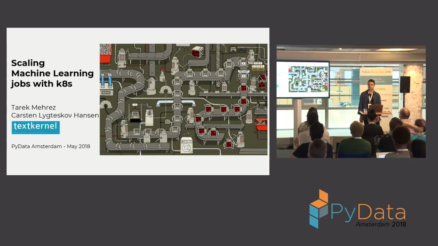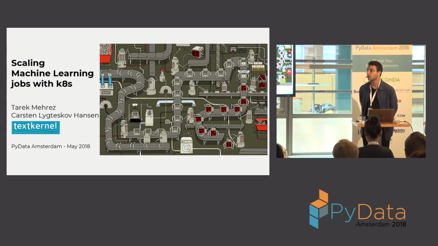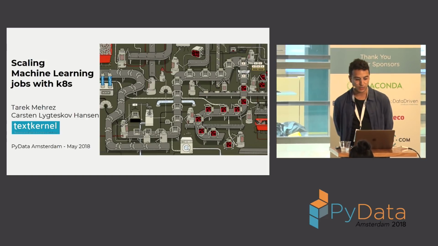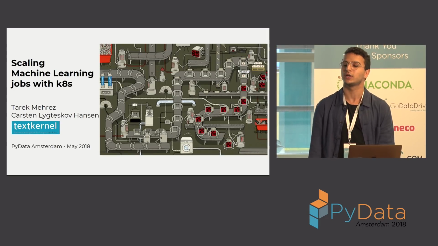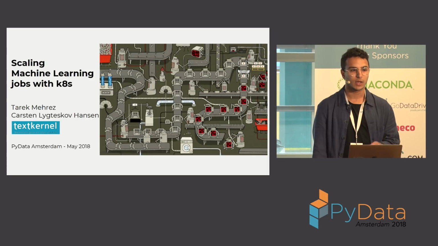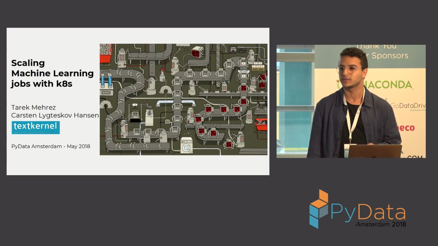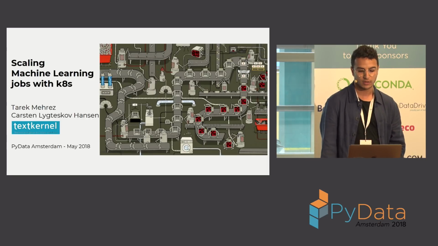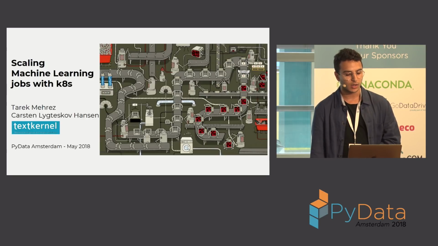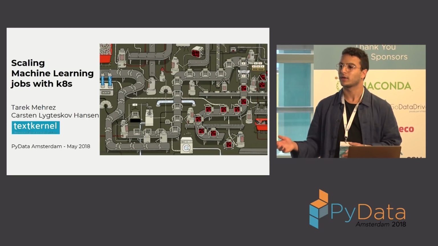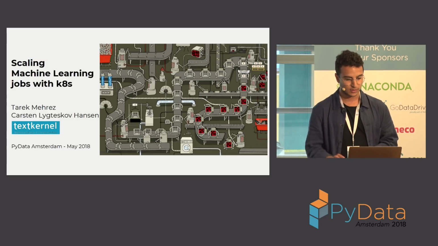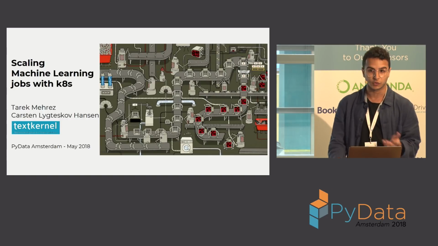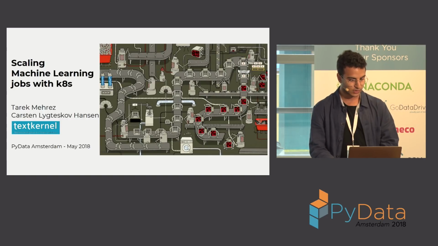My name is Tarek Mehrez, and with my colleague Carsten Hansen, we're both machine learning engineers. We work at Textkernel, and we encountered this problem as a machine learning team on how to train the machine learning jobs, how to scale this, how to manage these jobs, how to make things as smooth as possible for a machine learning team. So we had the right hardware, and we had the people who are doing the modeling, but we couldn't really figure out how to do the organization in a proper way. And that's where Kubernetes came in as a good tool to manage these kind of jobs.